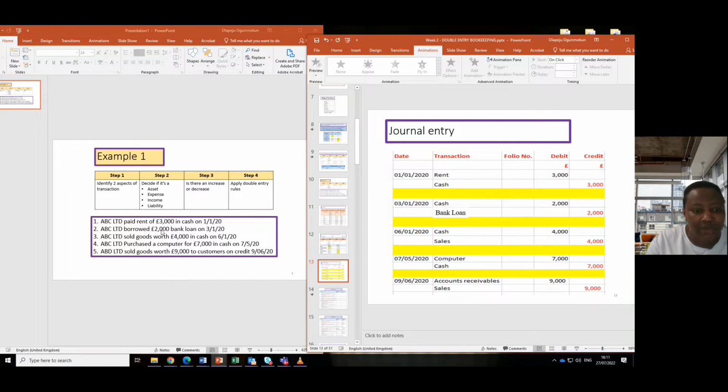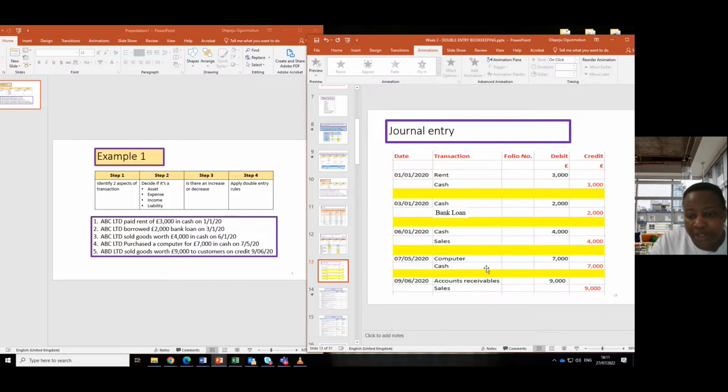The second transaction, we had identified bank loan and cash. So we had said which of the accounts should be debited and credited. We said cash should be debited because there was an increase in cash, but there was an increase as well in liability. So that should be credited, bank loan. And the third transaction, ABC sold goods worth 4,000 in cash. We said the two aspects of the transaction that were affected were cash and sales. There was an increase in cash, so we have debited cash here, and there was an increase in sales. Increase in sales, income, revenue, capital, liability should be credited.